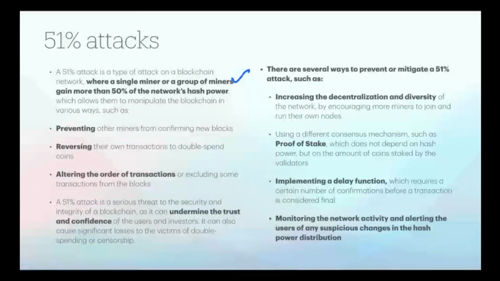The next thing is preventing other miners from confirming new blocks. Miners are those who do the mining, and there are many of them. So this attack prevents other miners from confirming new blocks. A blockchain is not added to by only one group of miners; there will be many miners. This 51% attack prevents other miners from creating a block, because only miners create blocks.